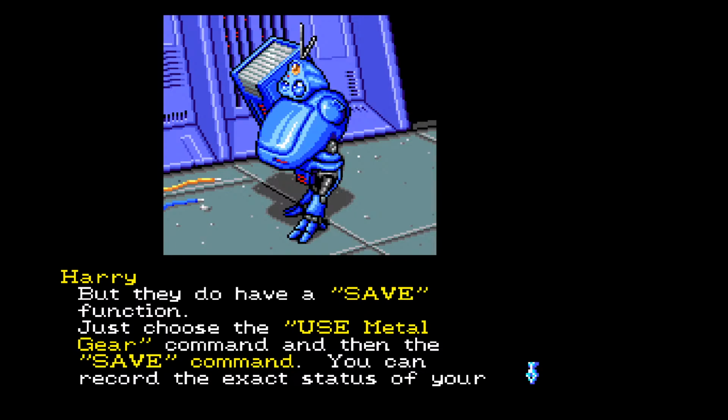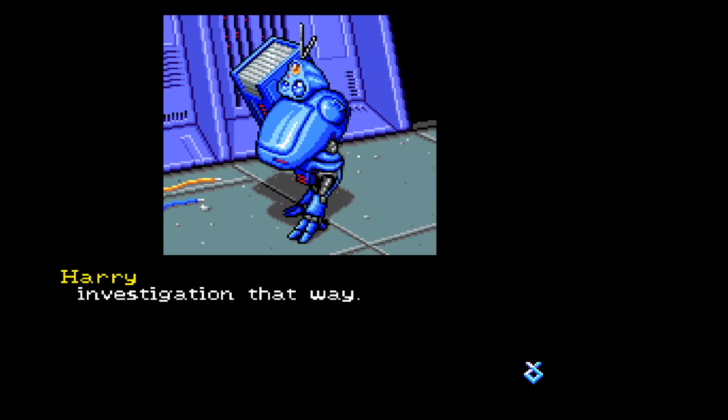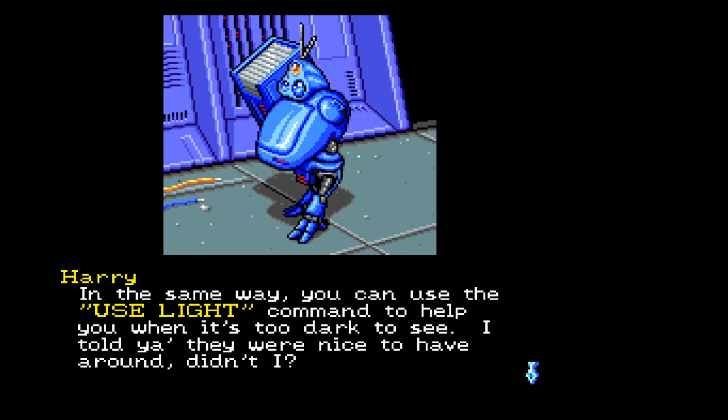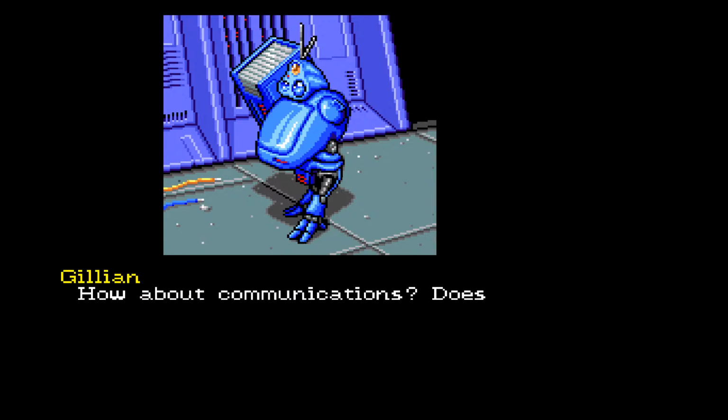Sorry, I had to get some water. But they do have a save function. Just choose the Use Metal Gear command and then Save command. You can record the exact status of your investigation that way. In the same way, you can use the Use Light command to help you see when it's too dark to see. I told you they were nice to have around, didn't I?